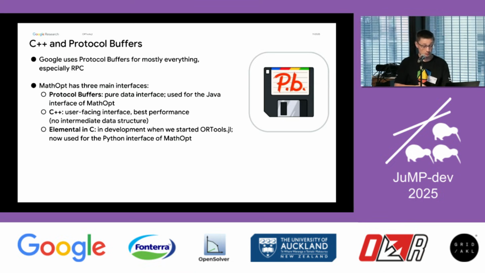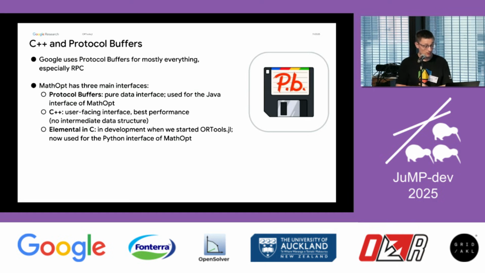You have a C++ interface that's made really for users. So that's how you can get the best performance when solving your models. And it has the nice feature of not having intermediate data structures. Unlike when you're using protocol buffers, when you're building your whole model as an intermediate data structure, when you're using C++ directly, you don't have that.